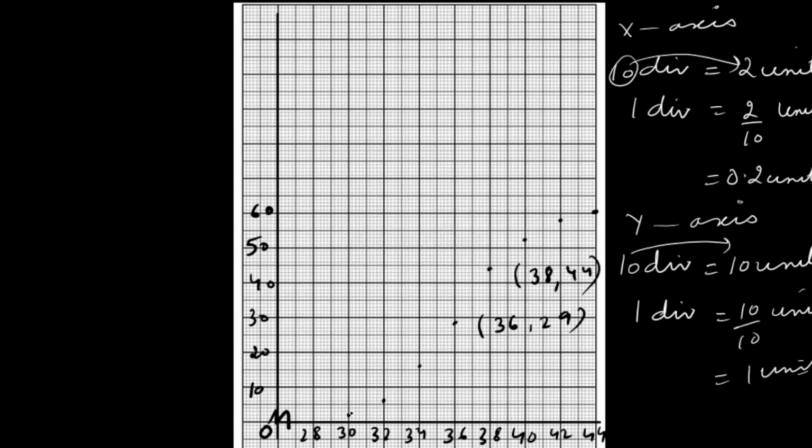Now you have to draw roughly. This is a freehand curve. Join all the points, and don't do it with a scale. It should not be done with a scale. So like this you will get a graph. Join all the points, and this curve is the ogive curve.